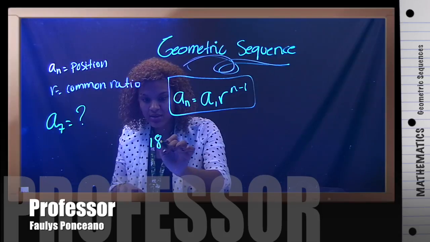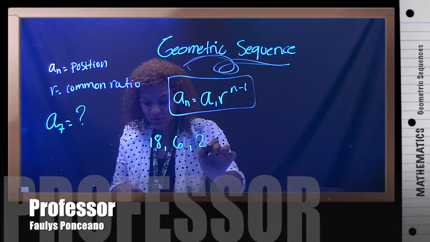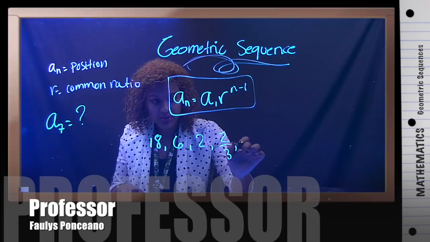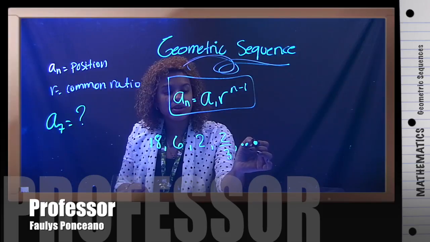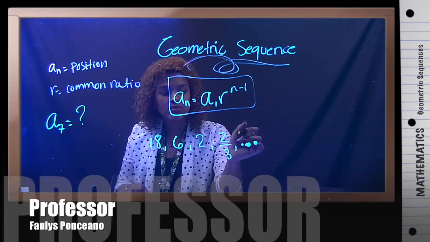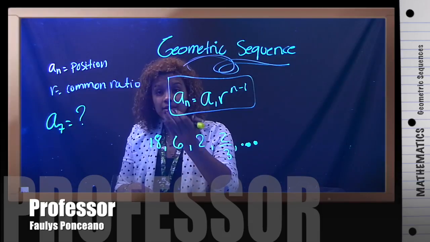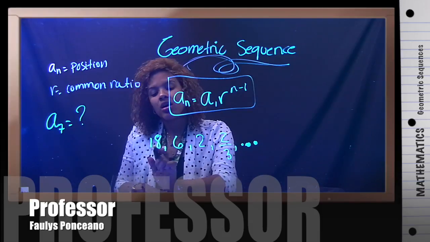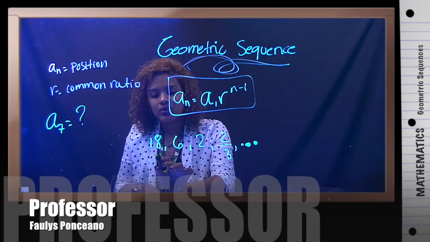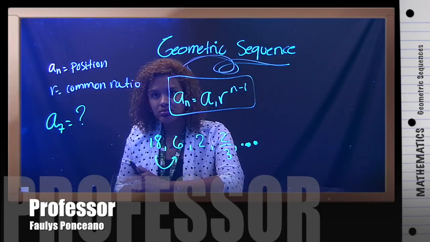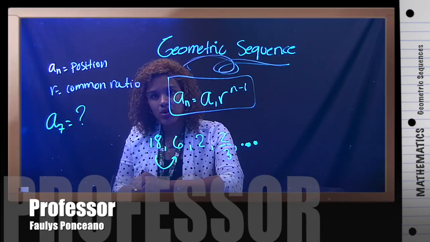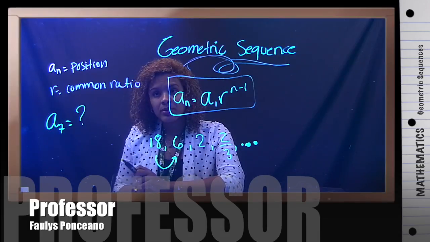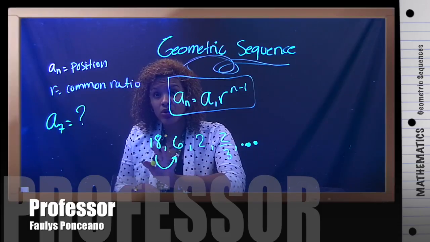And this is the sequence. We have 18, 6, 2, 2/3, and it continues, right? So in a geometric sequence, what we usually do is multiply each term by something. So what do I multiply 18 by to get 6? If you notice, the numbers are getting smaller, right? So I need to multiply 18 by a number that will give me a smaller number.